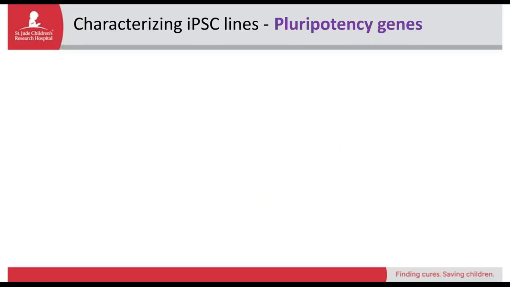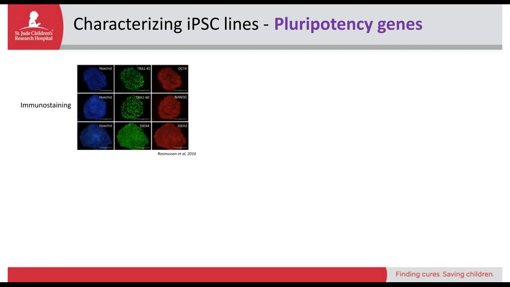Okay, so once you have picked your iPS clones and expanded them, made sure that they are able to sustain their pluripotency, the next step is to characterize them. The next step is to validate them and make sure that they are truly pluripotent. There are 3 main aspects of the characterization. The first one is to confirm the expression of pluripotency genes, which can be done by simple immunostaining.